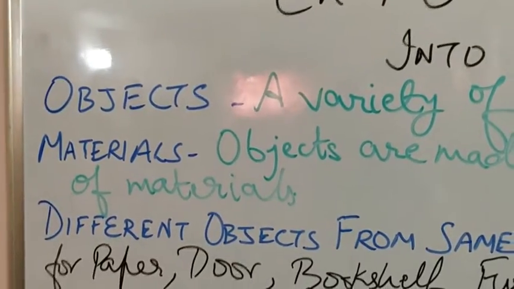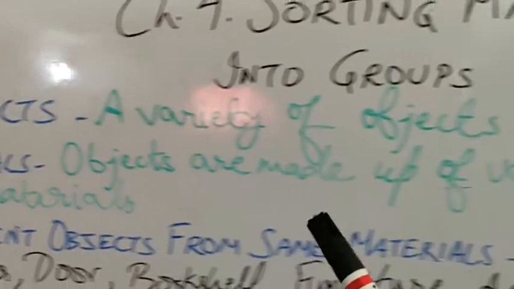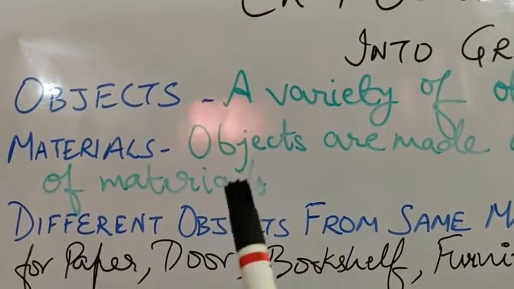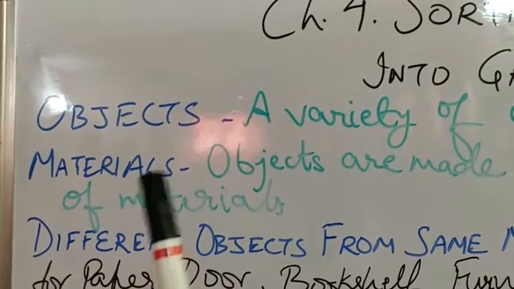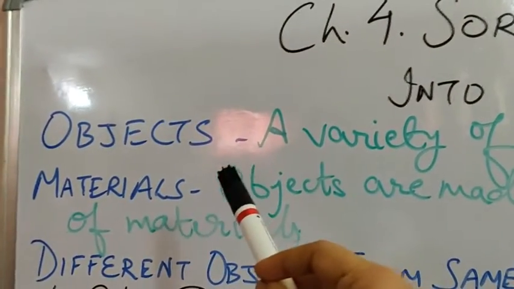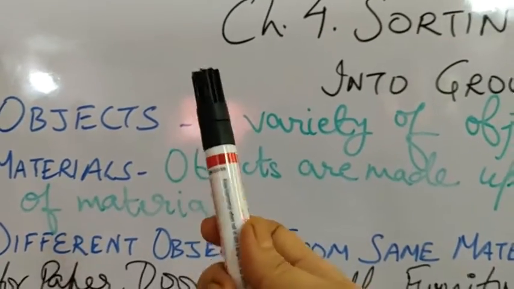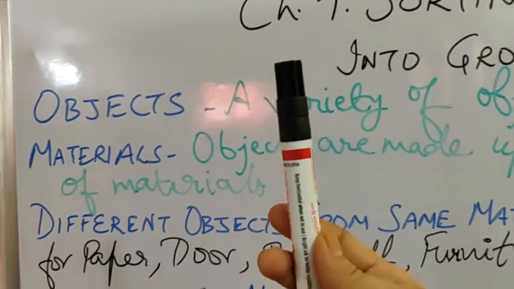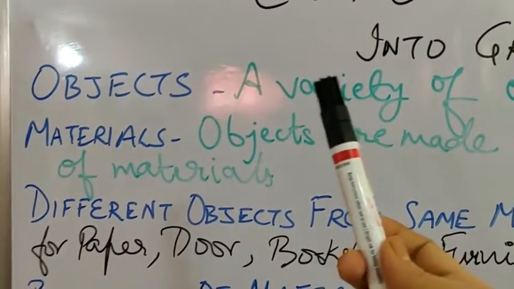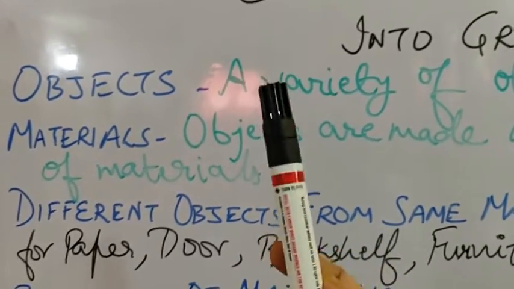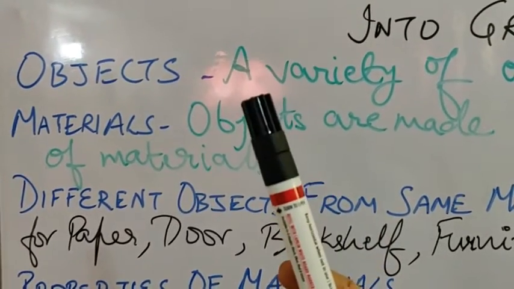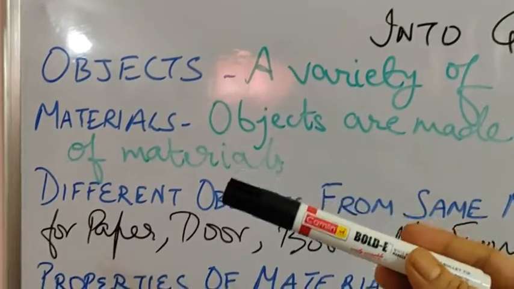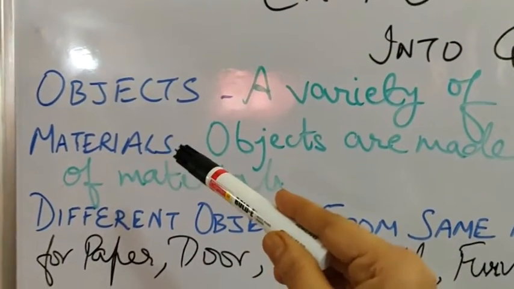Now come to what are materials. Objects are made up of various types of materials. So, materials are the things which are used to make the objects. Like this pen which ma'am is holding, it is made up of plastic. It is a marker pen, which is used to write on the board, and it is made up of plastic. So, plastic is the material which is used to make this pen, and the object is this pen. I hope you have understood the difference between an object and a material.